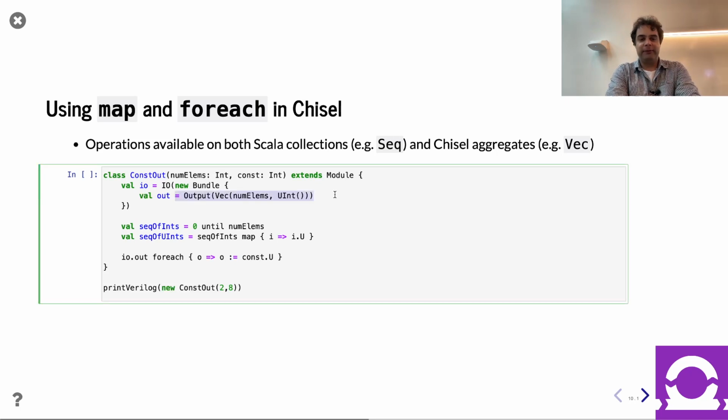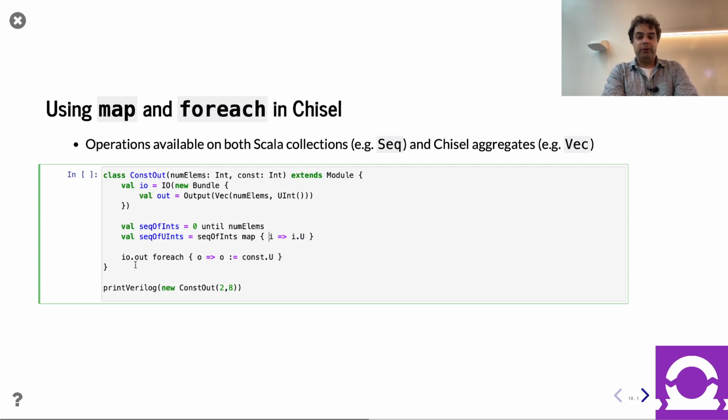We declare a bundle with a Vec of the number of outputs. Sure, we've seen that before. We have a bunch of UInts. Sure, we'll do a range. We've seen those. Right now, these are Scala Ints. We can turn these into Chisel UInts with a map. So now we're taking as input Scala Ints and mapping these to Chisel UInts. So now we have a sequence of Chisel UInts. Did the .U on all of them.